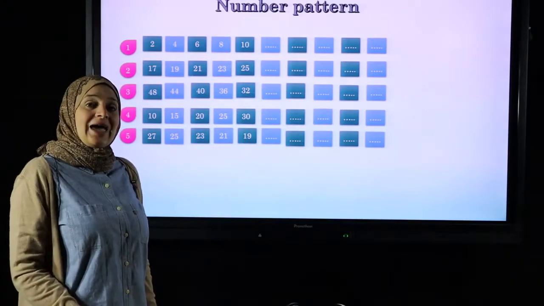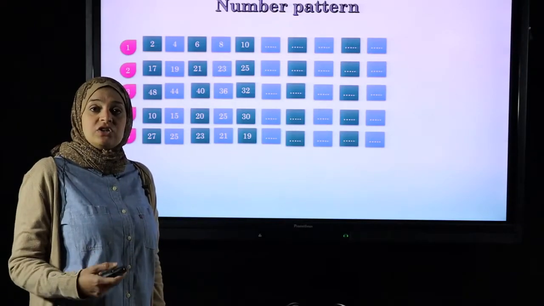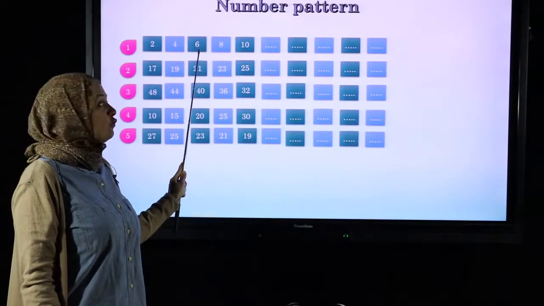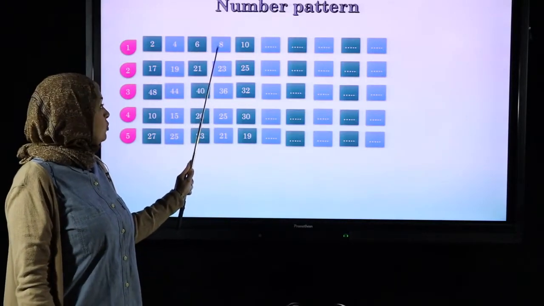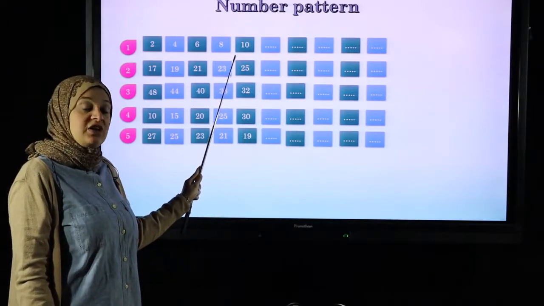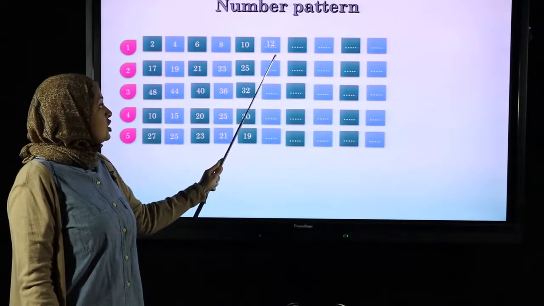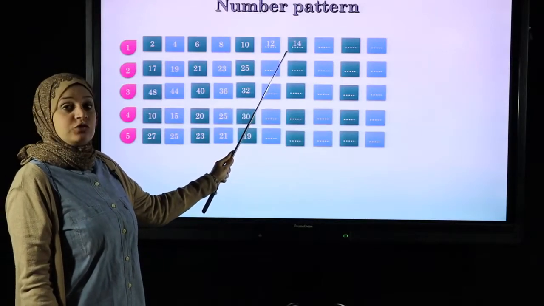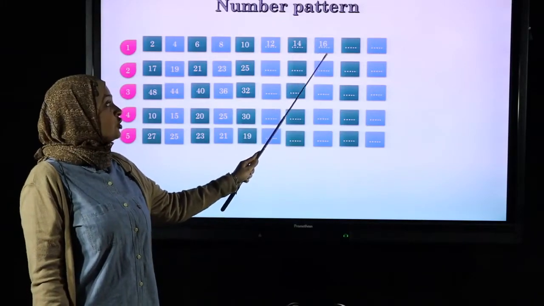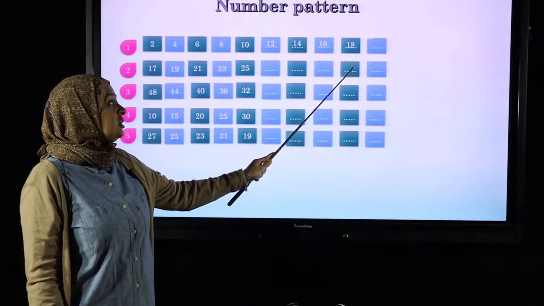This is my key. I'm going to repeat it every time. I'm going to jump by 2. So from 2 to 4 we jump 2, from 4 to 6 we jump 2, from 6 to 8 we jump 2, from 8 to 10 we jump 2. So after 10 let's jump 2, so 11 and 12. Excellent. So the answer is going to be 12. After 12 jump 2, so it's going to be 14. After 14 jump 2, it's going to be 16. After 16 we jump 2, so it's going to be 18. After 18 we jump 2, so it's going to be 20.